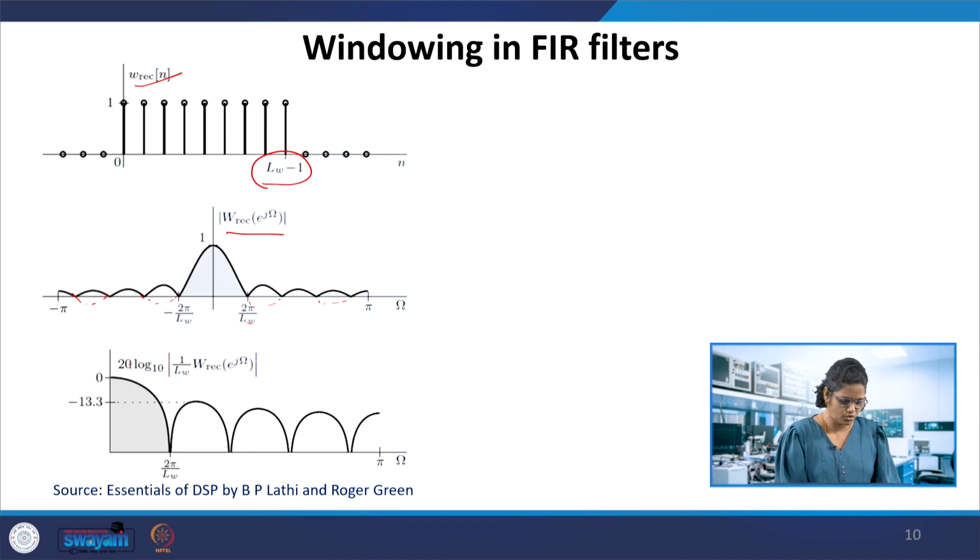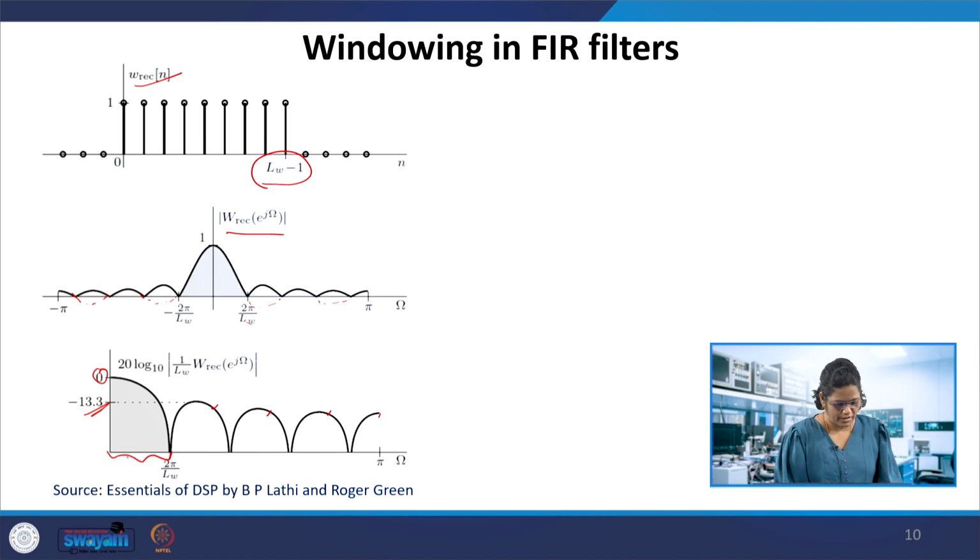This is called the main lobe of a window function, and these are the side lobes, the spectral leakages. The main lobe and side lobes need to be understood for the design, because they play an important role in the characteristics of the filter. The first side lobe level is minus 13.3 dB from 0 dB, and this suppression is fixed for the rectangular window.